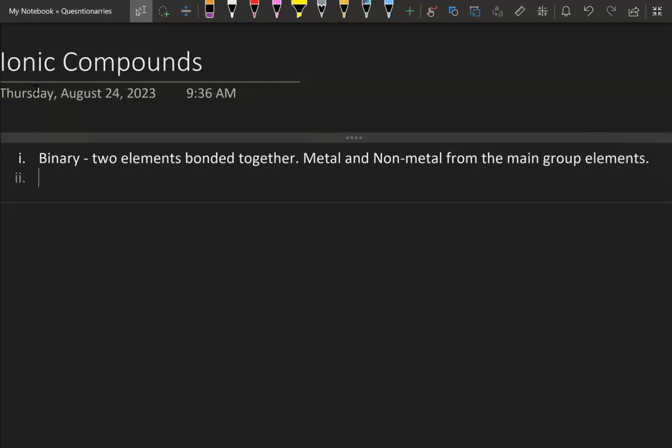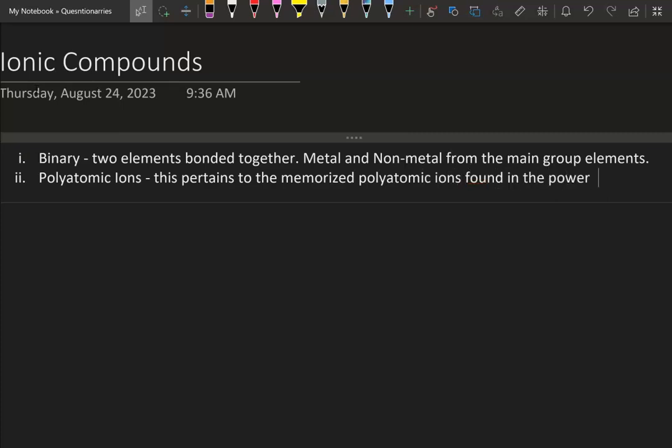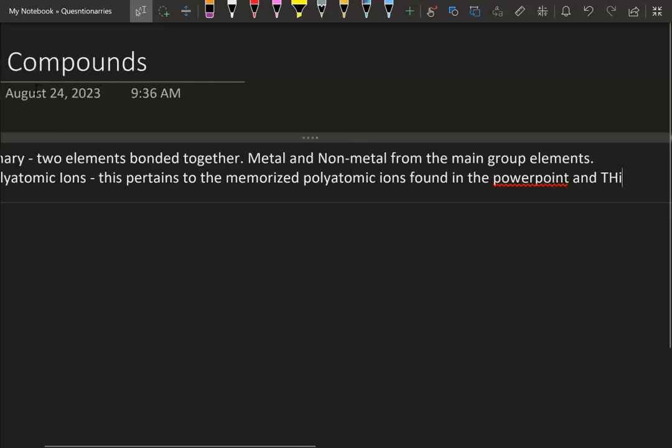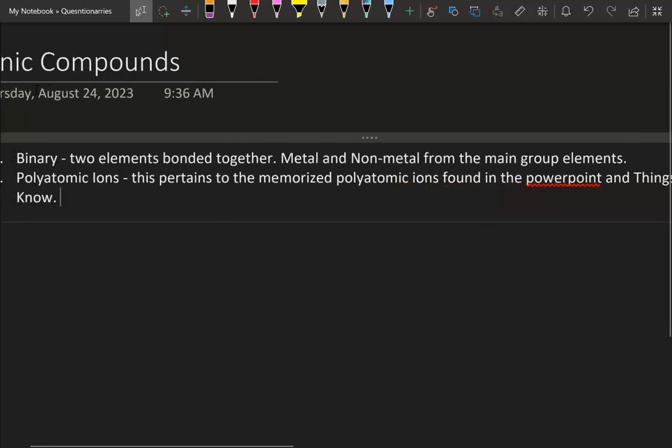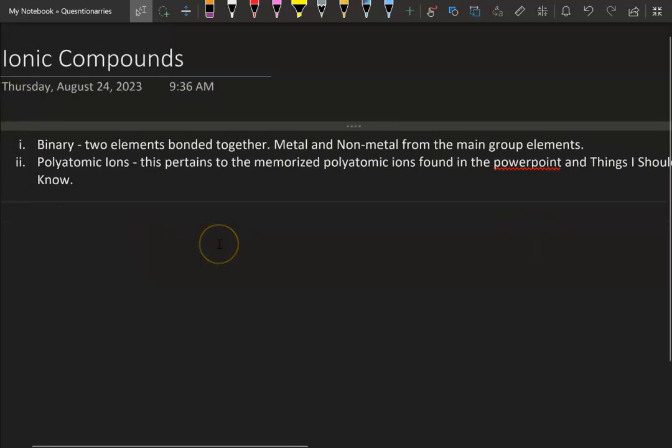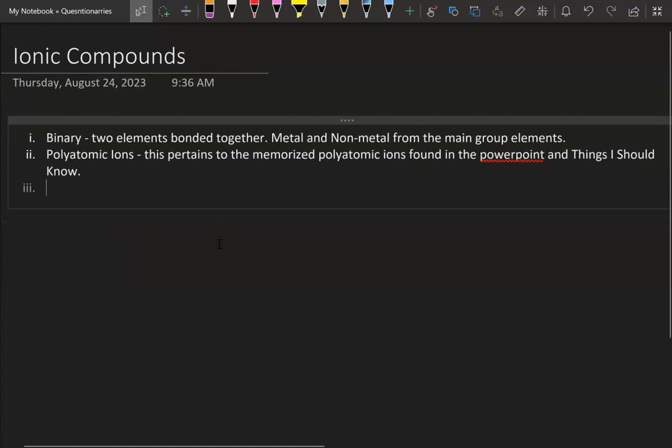The second one was dealing with the polyatomic ions, and this pertains to the memorized polyatomic ions found in the PowerPoint and the things I should know document. All right. And again, these are just cliff notes here, of course, right?